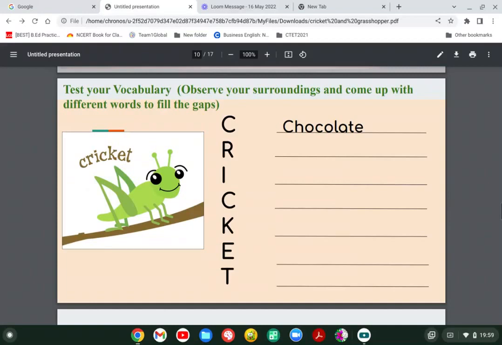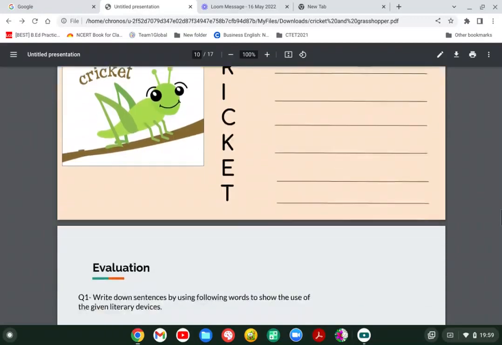Yes. Create from R. It could be rocket, racket. Okay. Then from R it could be red. From I it could be ice cream, ice. Then from I it could be island. Right. So same way you have to do the other letters also.